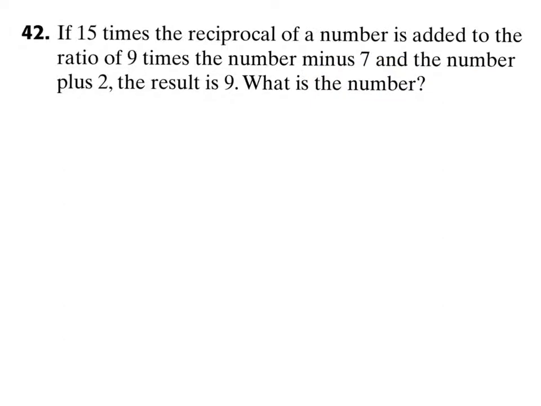Anyway, so this will be my x every time I read. Then I go through and I read 15 times the reciprocal of a number. Well, the number that we're talking about is x. So I need to translate a number, which is x, but also the reciprocal of it, 1 over x. Because if this is x, x is currently over 1, then the reciprocal would be 1 over x.